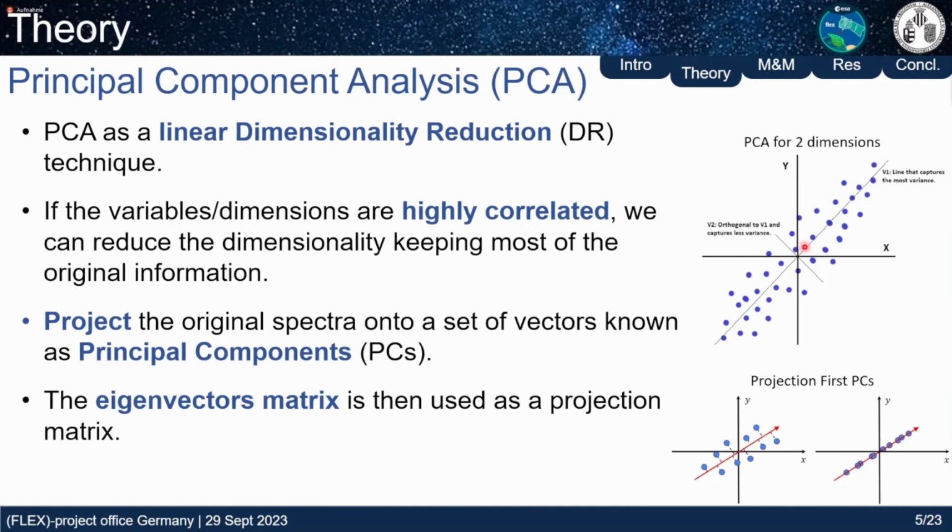So the objective is that when we apply the principal component analysis to our dataset that has 211 dimensions, we can project the original spectra onto the first principal components. As the variables are highly correlated, we will have some principal components, or some coordinate directions, that will not have so much variance, and we can project onto the first principal components, reducing the dimensionality and keeping most of the original information. After applying the principal component analysis, we obtain an eigenvector matrix that we can use to make this projection to the PCA coordinates and also to return to the original coordinates.